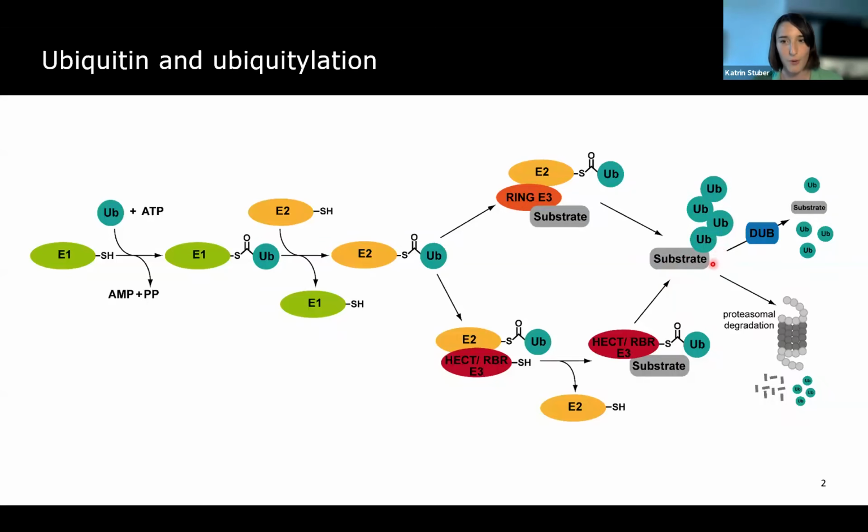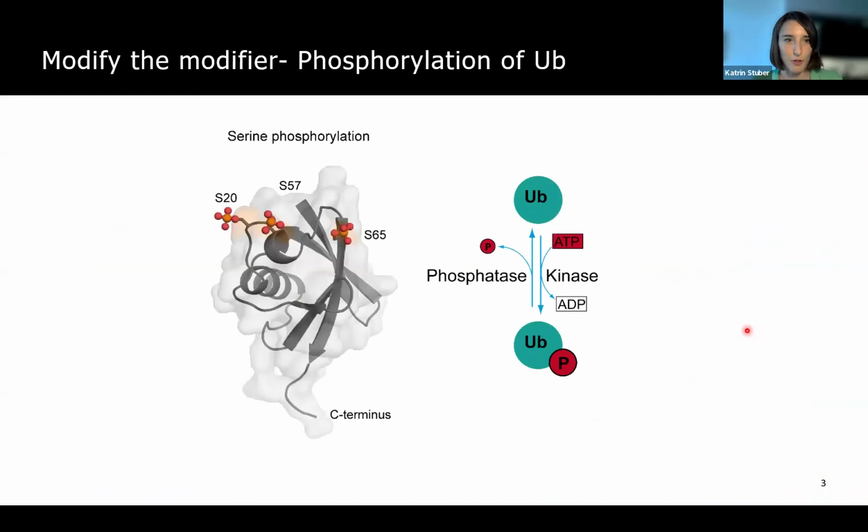The most prominent one is, for example, the lysine 48 linked ubiquitin chains that target proteins for proteasomal degradation. But approximately 9 years ago, it was found that the modifier ubiquitin itself is also subject to post-translational modification. It can be phosphorylated, but also acetylated, which Simon will cover in his talk later on. But I'm focused on the phosphorylation now.